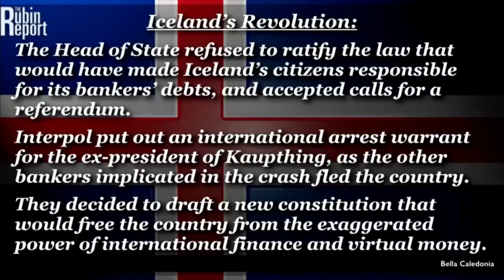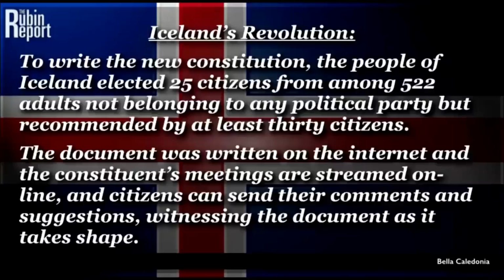They decided to draft a new constitution that would free the country from the exaggerated power of international financial and virtual money. We got a little bit more here. And then they decided to write a new constitution. The people of Iceland elected 25 citizens from among 522 adults not belonging to any political party, but recommended by at least 30 citizens. The document was written on the internet, and constituents' meetings are streamed online, and citizens can send their comments and suggestions, witnessing the document as it takes shape.